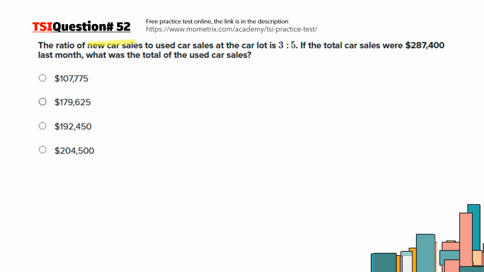Okay, so I have new car sale here, used car sale here. Let's call new car sale N and used car sale U. So N to U is equal to 3 to 5. Then we have the total cars, which is N plus U, equal to 287,400.